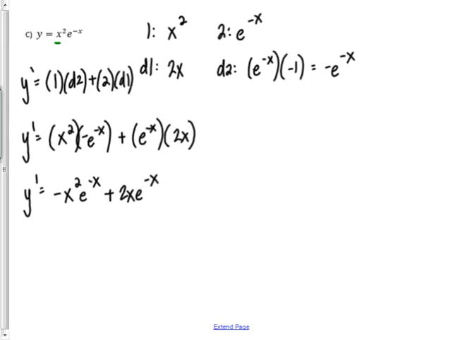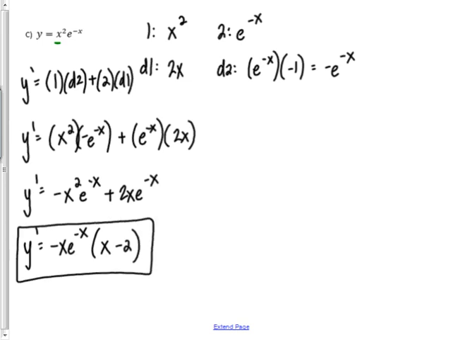Now, this is probably not the answer you would see in those multiple choice quizzes or on your midterm. Factor out what you can. I'm going to factor out a negative x, and that leaves me with x e to the negative x minus 2. Oh, wait, I can take out an e to the negative x, sorry. Let me factor out a negative x e to the negative x, and that leaves me with an x and a minus 2. And there we go. That's the product rule. Remember that from Cal 1.